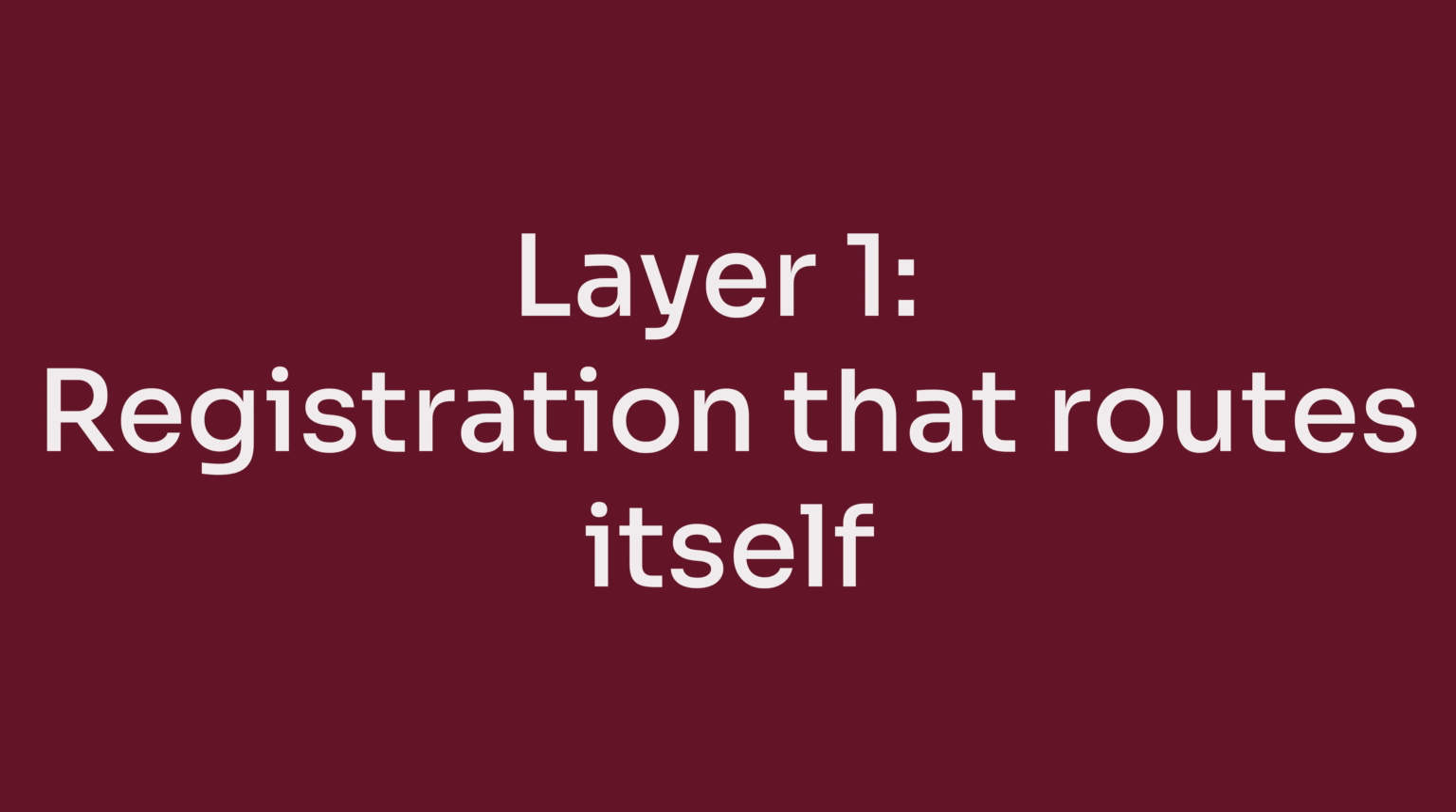Layer 1 is a registration that routes itself. Your guest finds your events page. They fill out their registration. They hit submit, and that information goes exactly where it needs to be. Her name and her details flow into your CRM. Her dietary restrictions and session selections go right into your coordination hub.